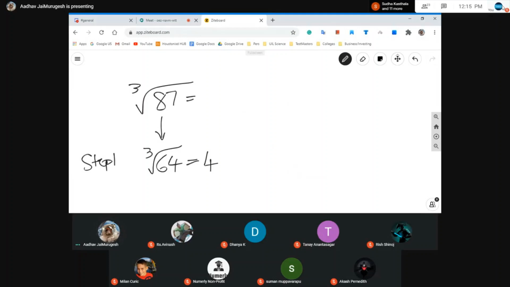Step 1. Now step 2 is going to be doing something similar. It's going to be getting the difference between the original number and the perfect cube. And the difference, if you calculate it, would be 23. So 23 is going to be the numerator.